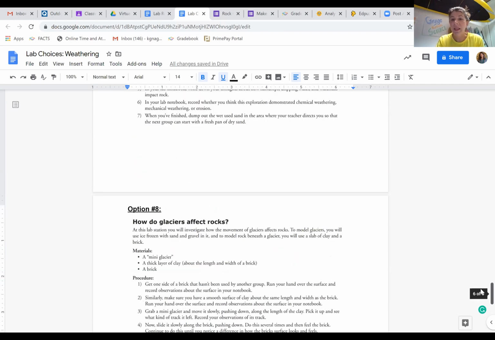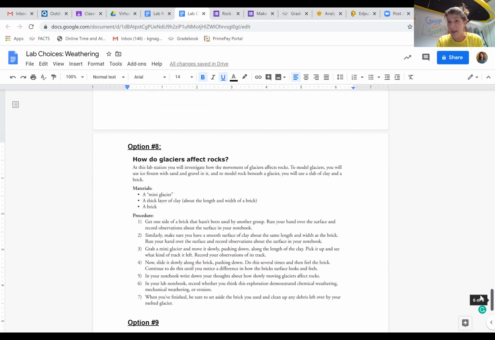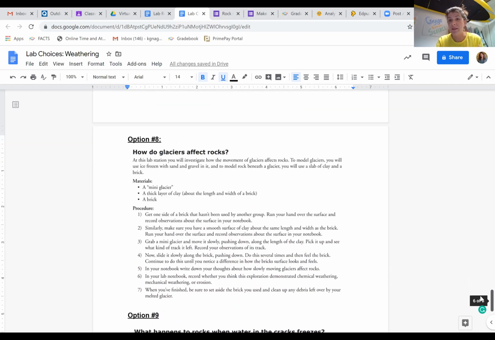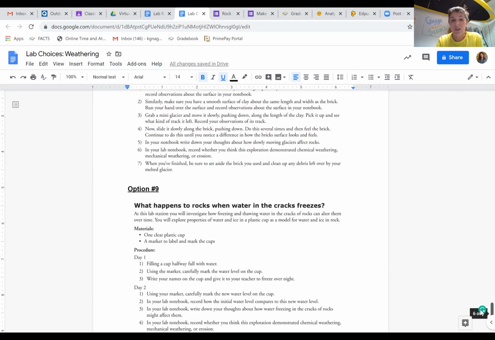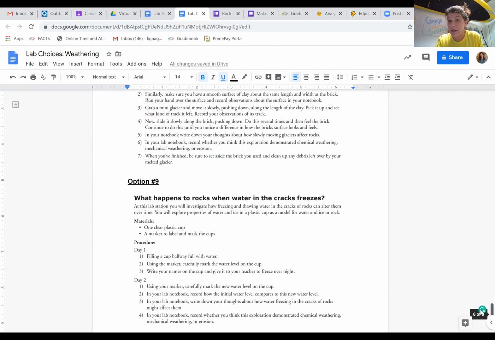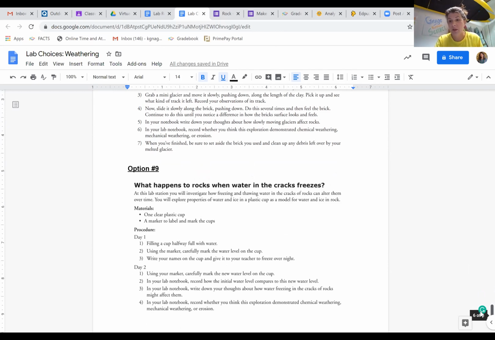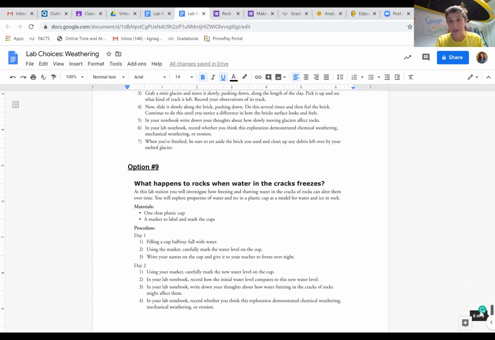Option 8, how do glaciers affect rocks? You're actually going to make your own glacier. You're going to freeze sand and gravel into an ice cube, and that's going to be your glacier. Option number 9, you just need a plastic cup that's clear and some water, or maybe a water bottle that's clear and some water. So option 9, pretty easy to do.